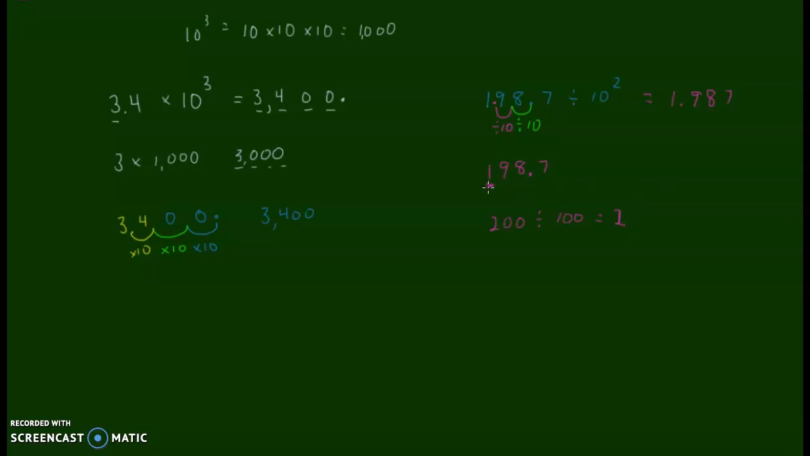So what's the closest I can get to 2 with the digits 1987? Where would I put the decimal to get a number close to 2? Well, I'd have to put it here for 1 and 987 thousandths. So again, doesn't matter which method we use, we're still going to end up with the same answer.